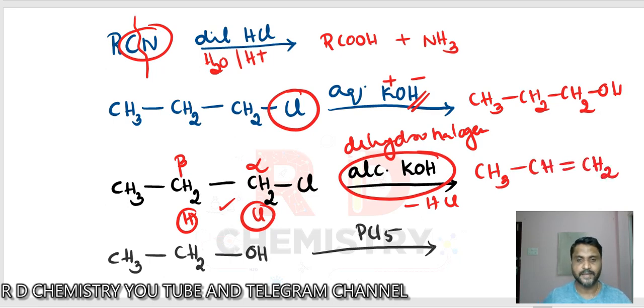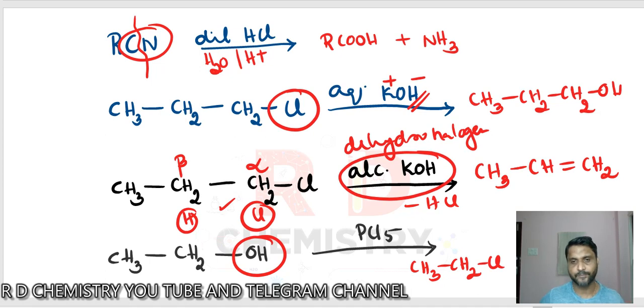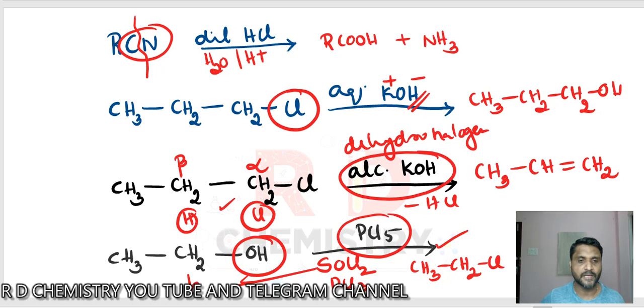Okay, right? Next, PCl5 with alcohol. PCl5 will introduce Cl instead of OH. So CH3CH2Cl, you are going to get an alkyl halide. Otherwise you can also use thionyl chloride, SOCl2, or PCl3 also. All these can be used. What is the best one? Thionyl chloride is the best reagent to convert. Okay, right?